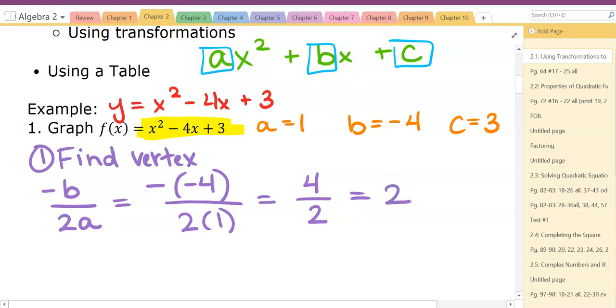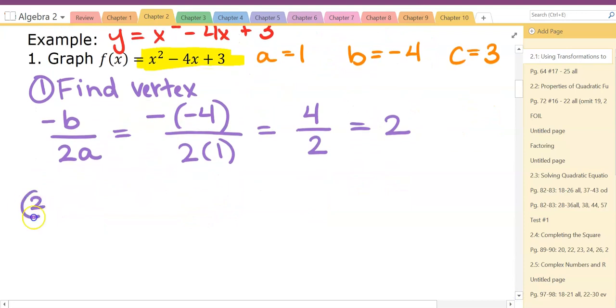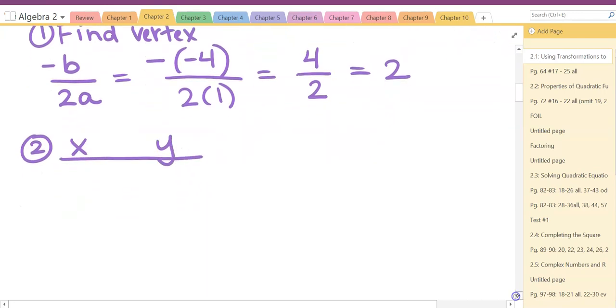This point right here, the whole reason why I did that is because that's the starting of my graph. That's my vertex. That means that that's the center. So when I go to make my chart, this is going to be step 2. When I go to make my little XY chart, I'm going to put 2 in the middle. That's why I found that number, because that tells me where's the middle of the graph.